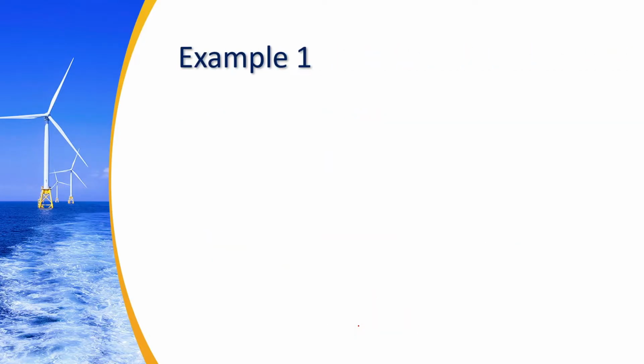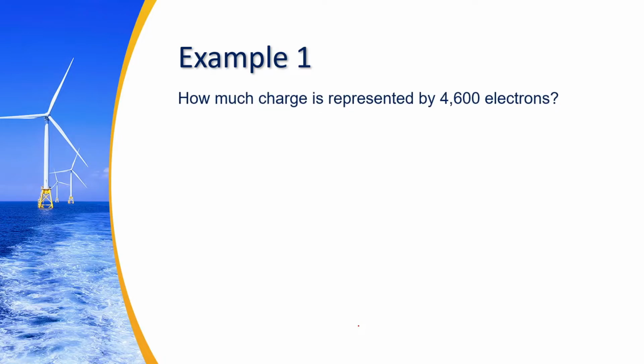So, let's take an example. How much charge is represented by 4,600 electrons? So, ilang charge iyan? Kung babalikan natin yung topic natin kanina, alam natin na yung maisip natin na formula diyan is yung tinatawag natin na current is equal to dq over dt.